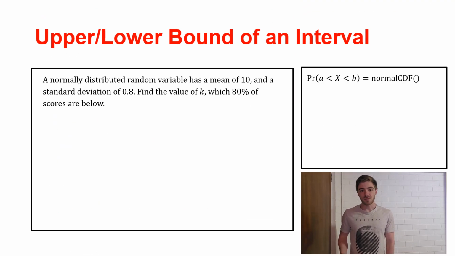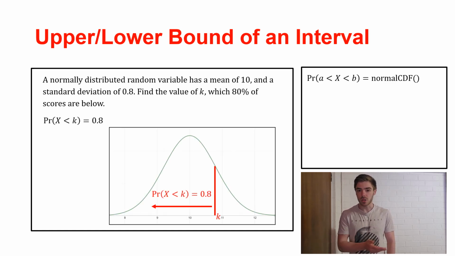Sometimes you're going to be asked to find either the upper or lower bound of some given interval when you already know the probability, like this question here, which is asking us to solve the value of k such that 80% of scores are below.